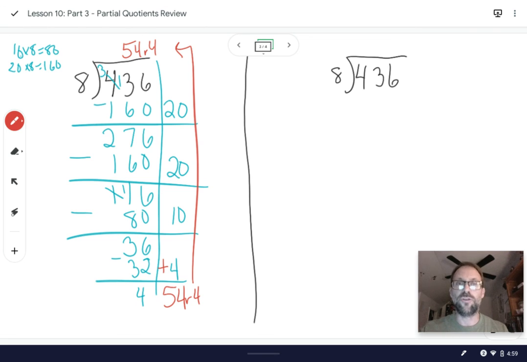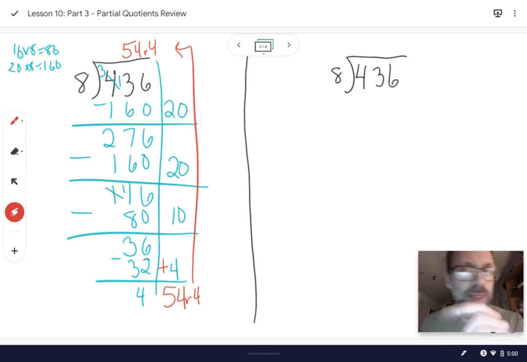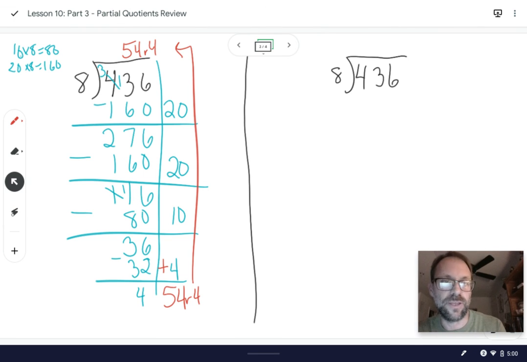Now, that's one way to do partial quotients. And if that works for you, using smaller groups and using them more than once, great. You come up with the correct answer. That's great. Go for it. Do it the way you feel comfortable. But let me just show you this before you move away here. Let me just show you one other way to do this.